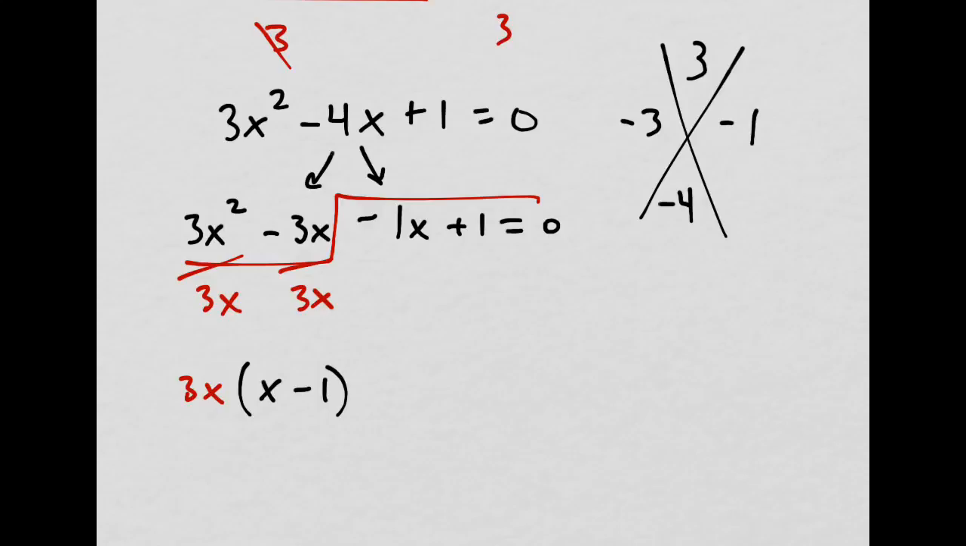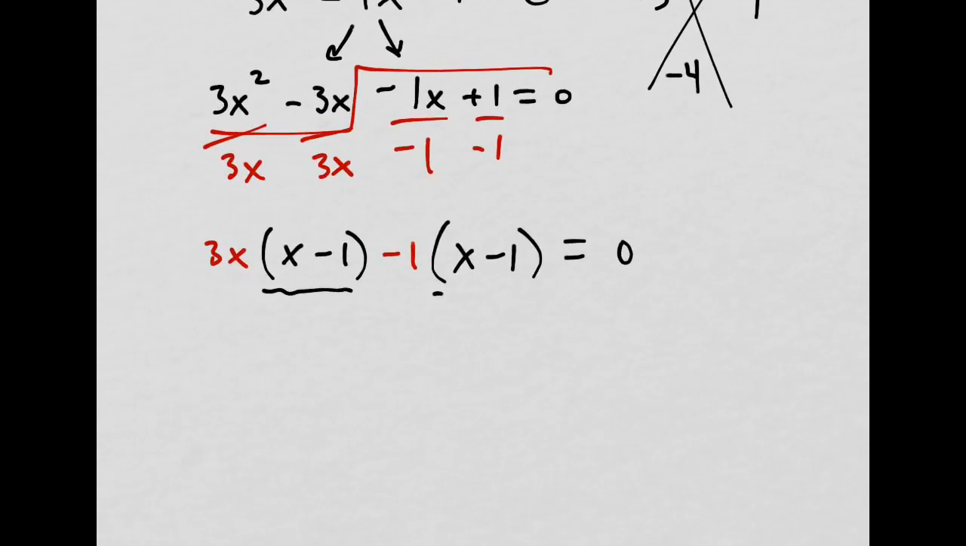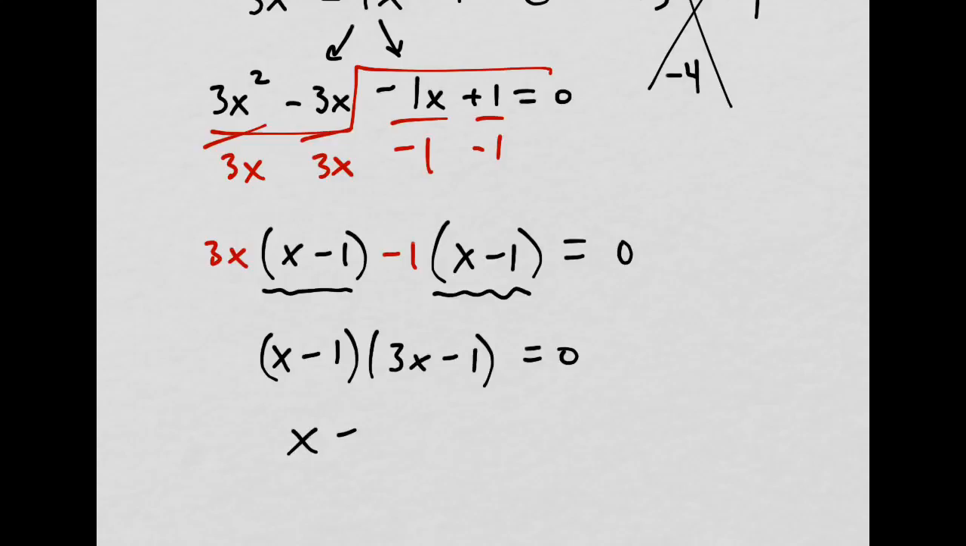What can I factor out here? Usually, actually, every time, when the first term is negative, you divide by negative. So I can divide by negative 1. So I get negative 1 on the outside, and what am I left over with? x minus 1. Sweet. And then these are already grouped. I'm going to factor that out. So I get x minus 1 times the leftovers, 3x minus 1 equals 0. That means x equals positive 1 and x equals positive 1/3.